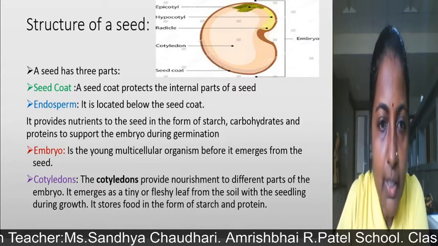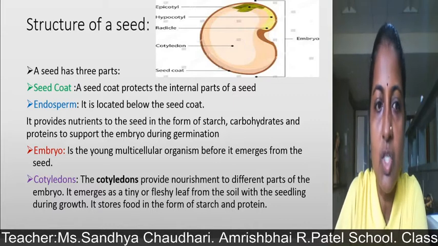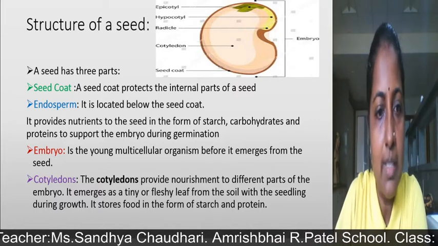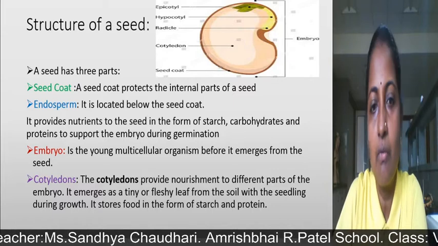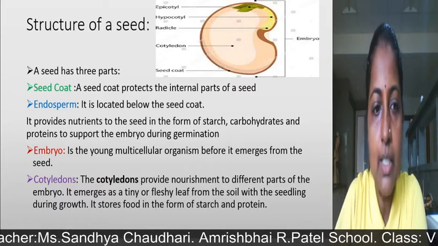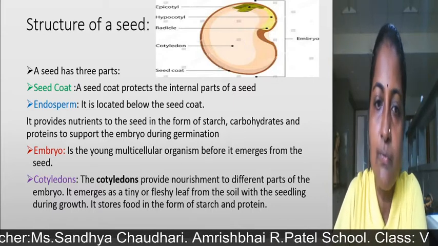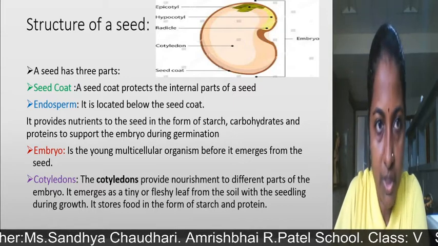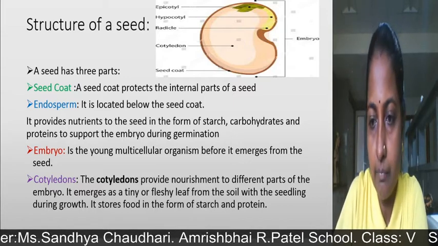Cotyledon. The cotyledon provides nourishment to different parts of the embryo. It emerges as a tiny or fleshy leaf from the soil with the seedlings during growth. It stores food in the form of starch and protein. So these are the parts of a seed.